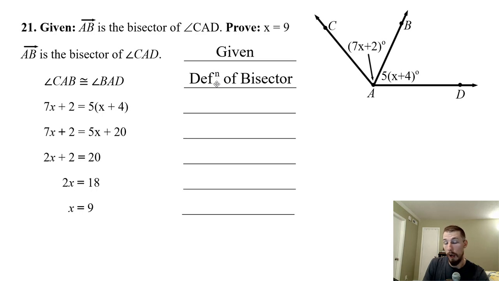I don't know why or where that came from, but I just picked it up from my teacher who taught me how to do proofs in college, Ms. Carver, so that's just how I've always written them, so that's probably how you always write them too. So definition of a bisector, or an angle bisector.